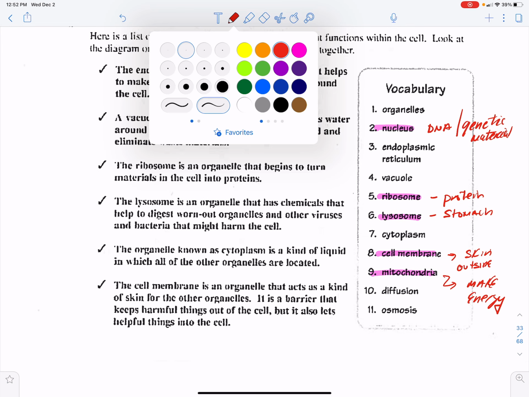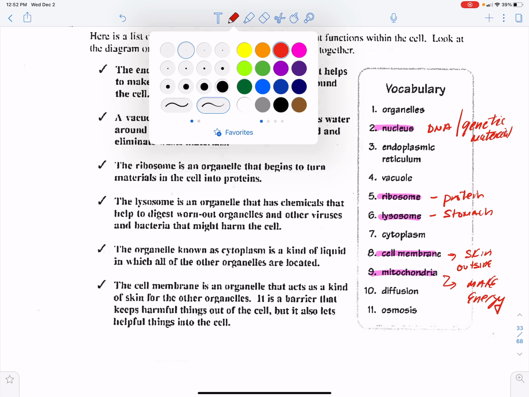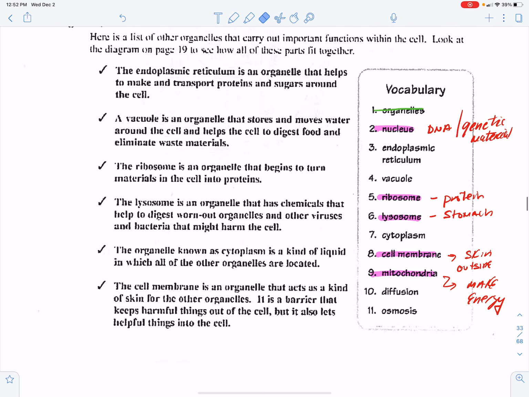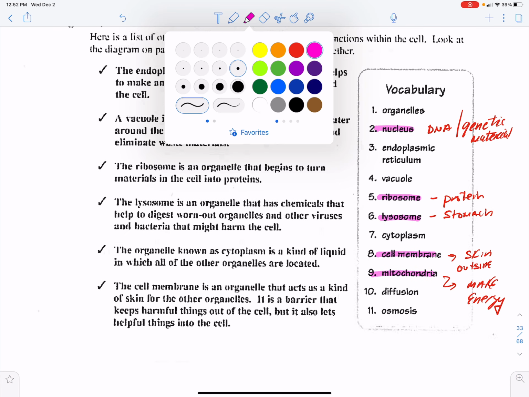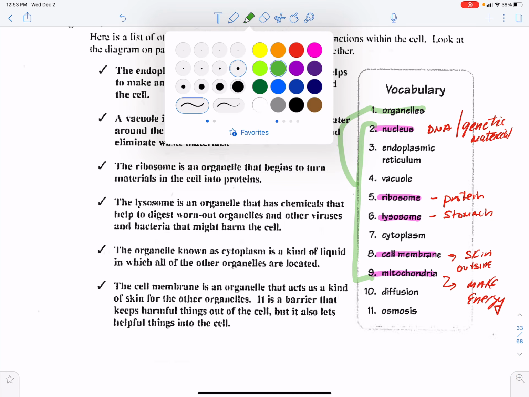If you look at the first term, I have an idea of organelle. All of these things here are organelles. So all of these here, 1 through 11, are all organelles except the last two things. The last two things are processes, but these are all types of organelles.